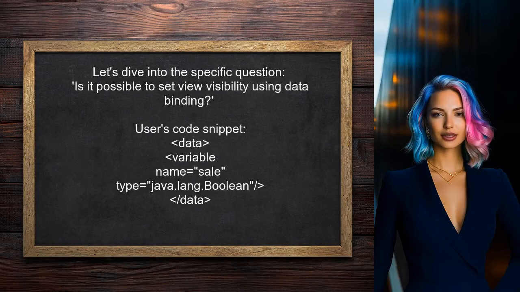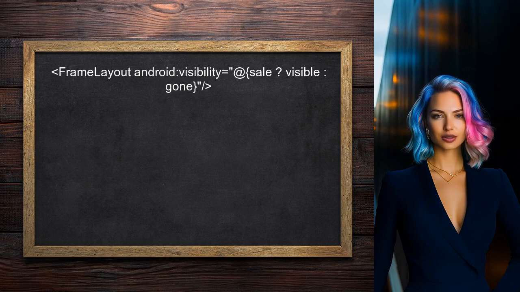Let's dive into the specific question at hand. One user asked, is it possible to set view visibility using data binding? They provided a snippet of code that shows their attempt to bind a custom variable for visibility. Sound familiar? Let's explore this together.